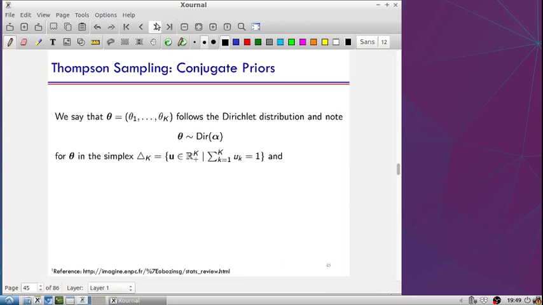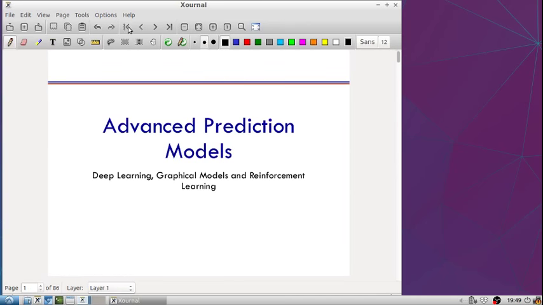Is the next picture better? Oh, that was bad.